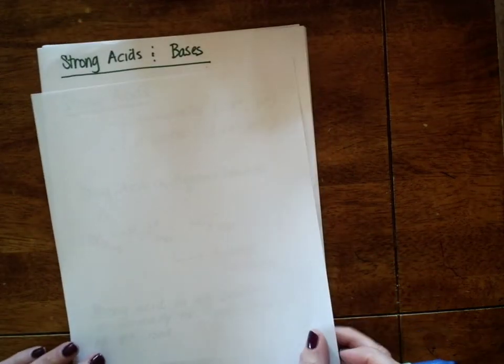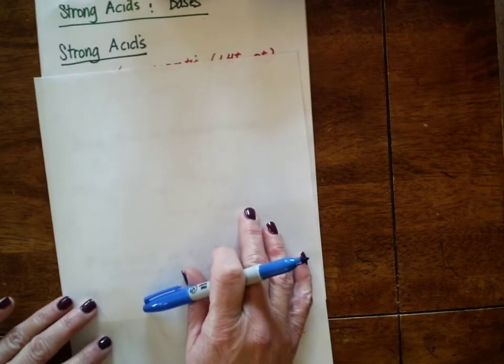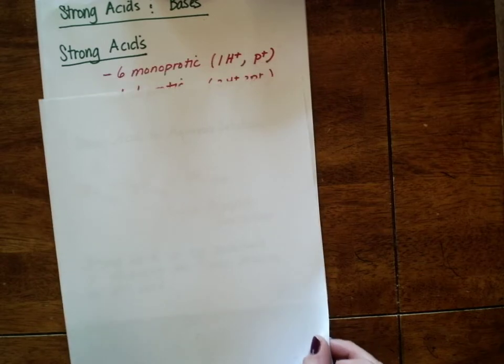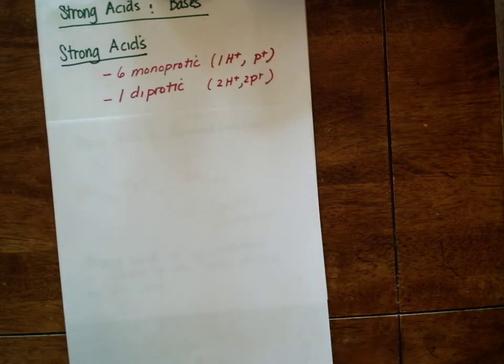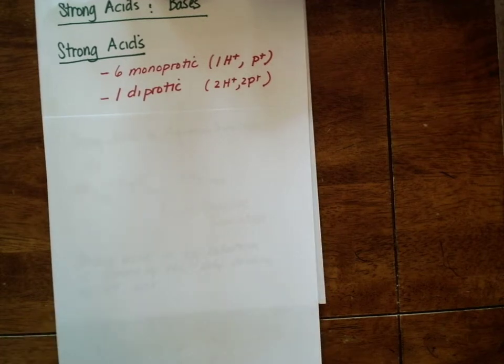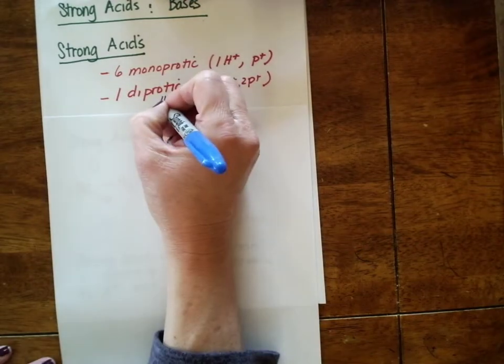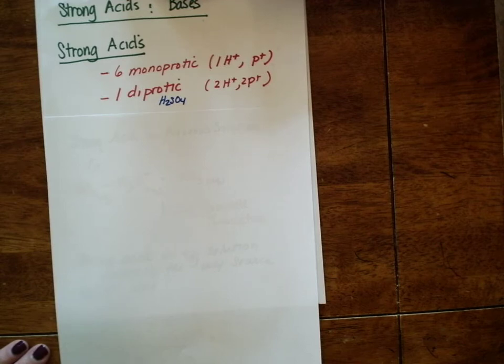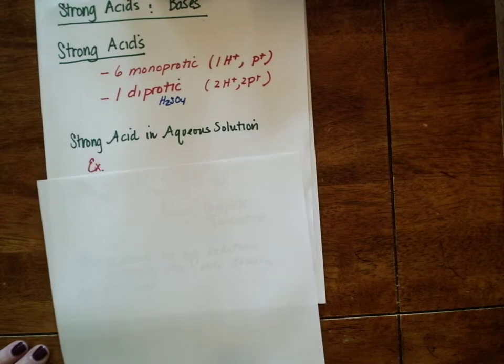All right. So moving right along with our strong acids and strong bases, I'm going to talk about strong acids first. Before all of those things, we were talking about acids and bases both. So you should remember that you have 6 monoprotic strong acids, which means they can donate 1 hydrogen ion, or we call it 1 proton. They're a proton donor. You have 1 diprotic. That's your H2SO4. So H2 tells me it can donate 2 hydrogen ions, or it's a donator of 2 protons.